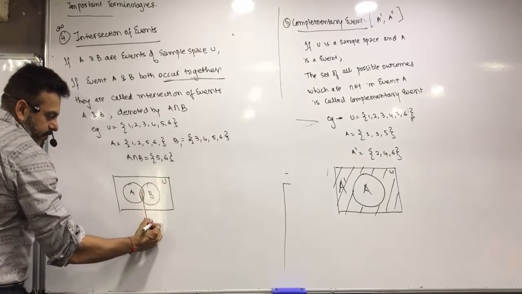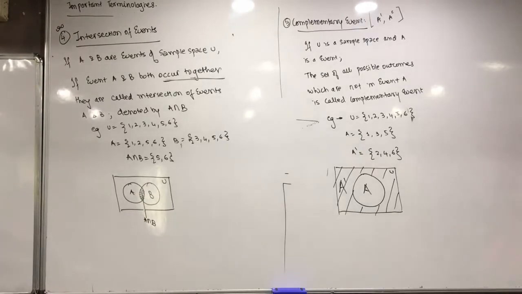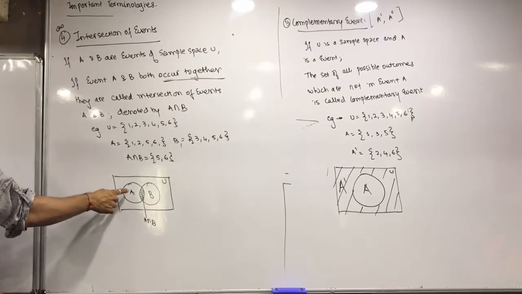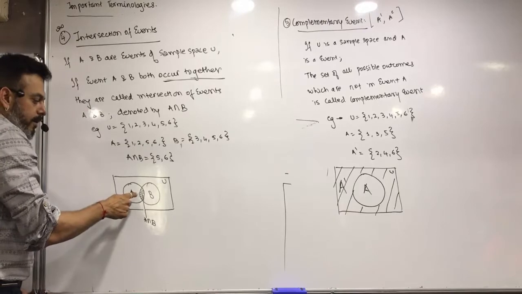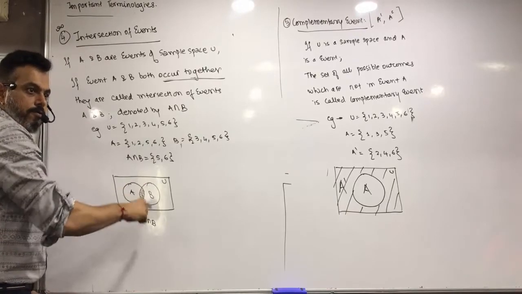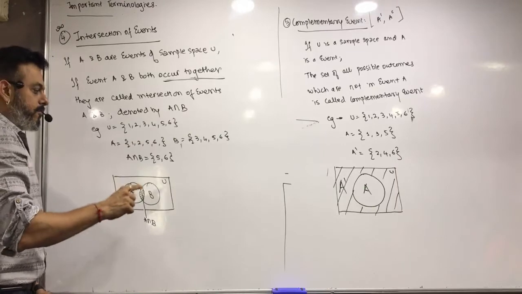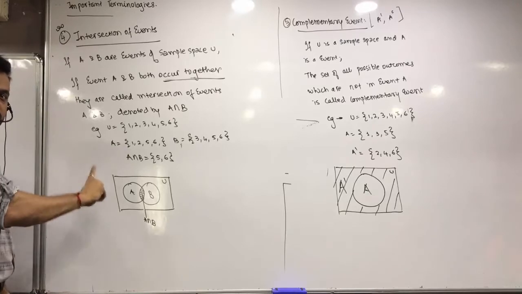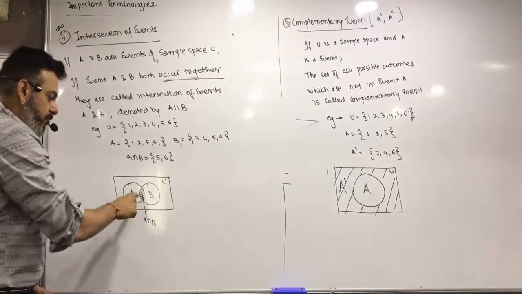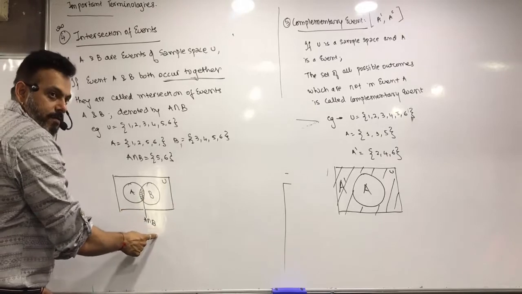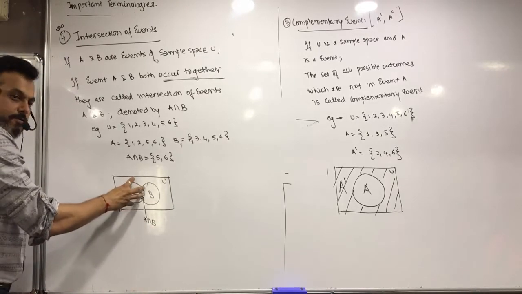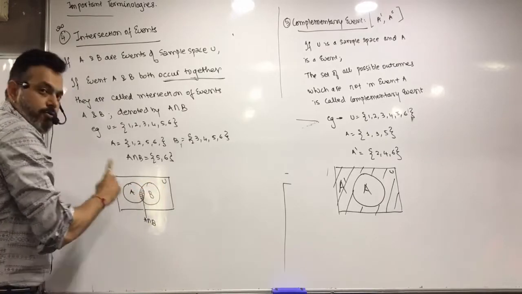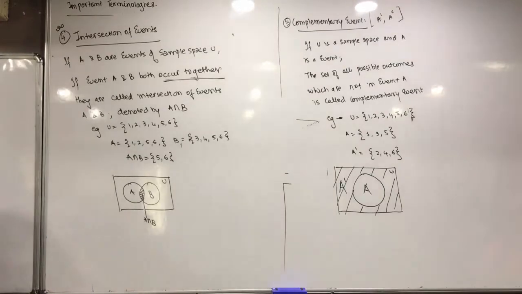is A intersection B. For example, a student wants to play football and is selected in the team of football, and that student also plays cricket and he is also selected in cricket. So he will play football and also cricket, both. So A intersection B. These are the players who play only football, these are the players who play only cricket, and these players play both. That is A and B both.